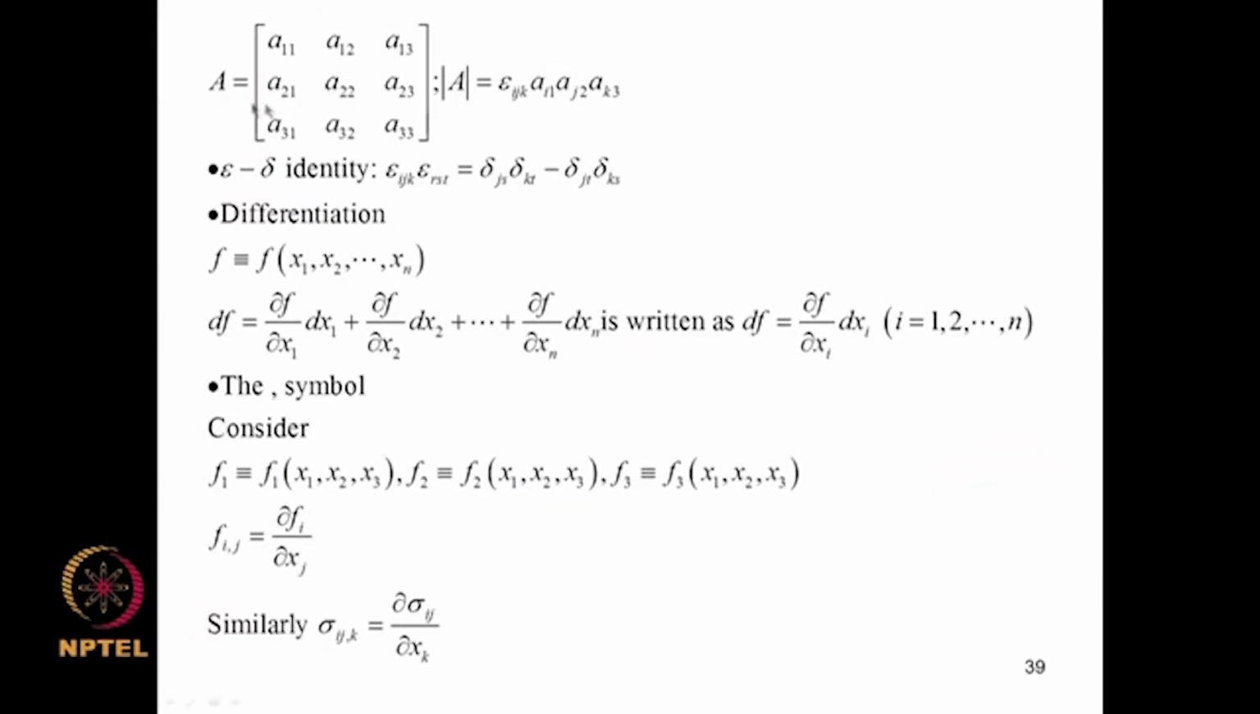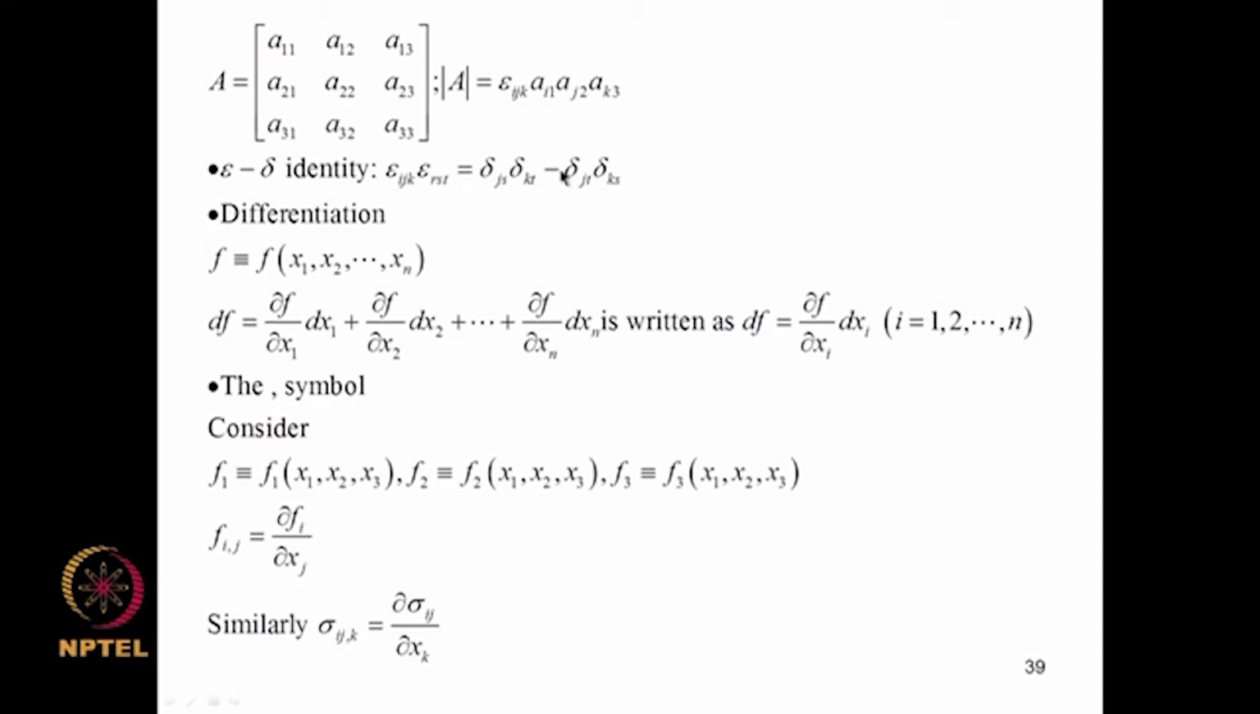Now, if A is a 3 by 3 matrix, the determinant of A can be written using the permutation symbol in this way. There is a small exercise, there is an identity known as epsilon delta identity. You can show that epsilon ijk and Kronecker delta are related through this identity.